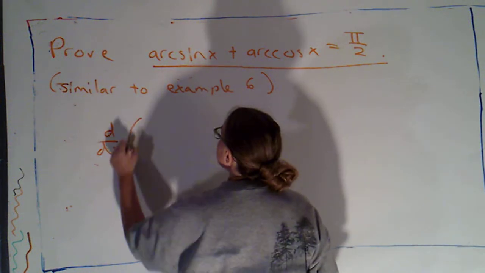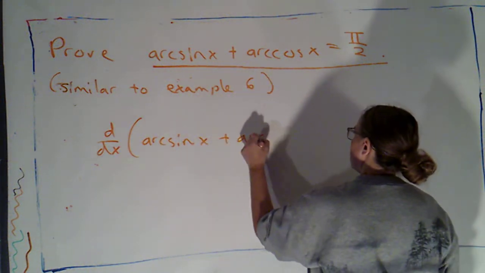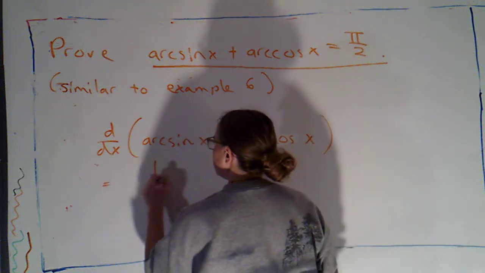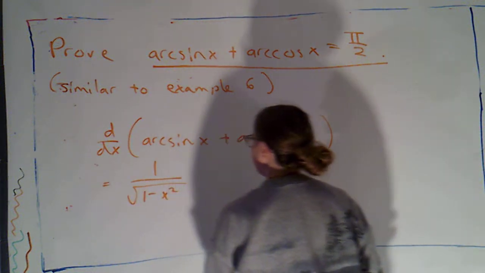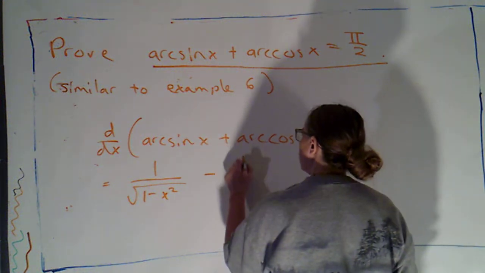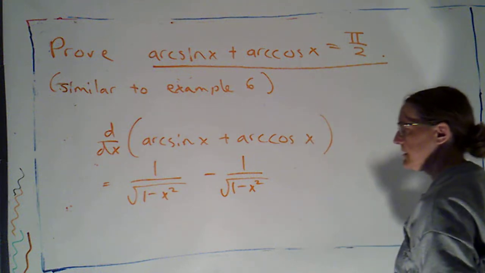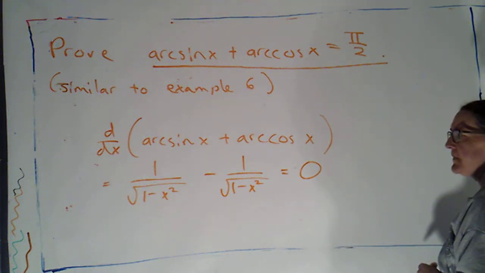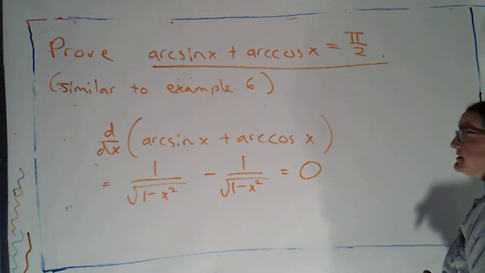So if I take the derivative of arc sine of x plus arc cosine of x, well, when we did this, we learned that the derivative of arc sine was 1 over root 1 minus x squared, and the derivative of arc cosine was -1 over root 1 minus x squared. But that's just 0. That's going to be true everywhere this is defined.